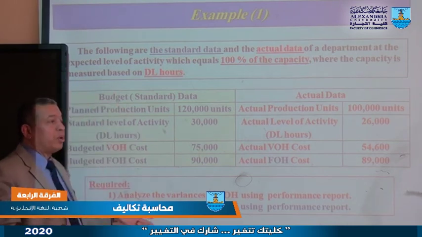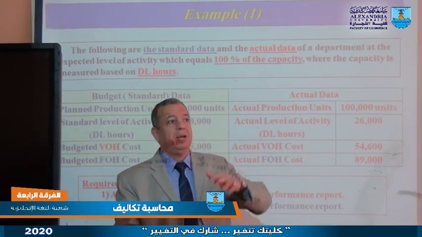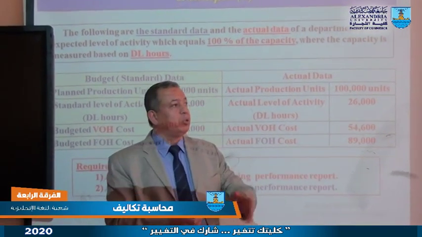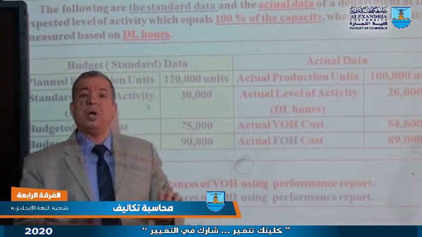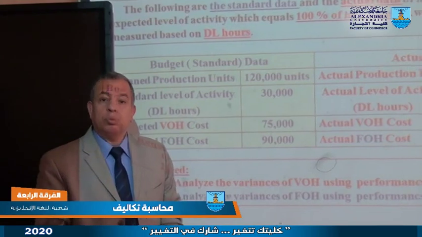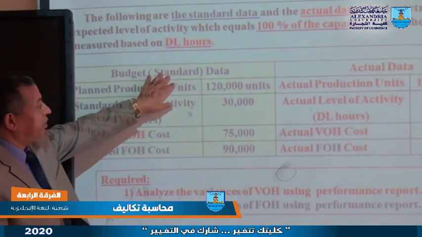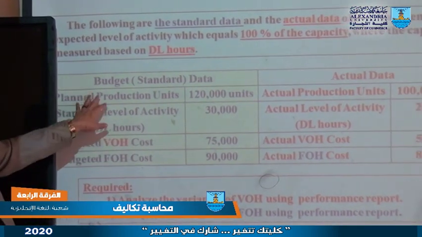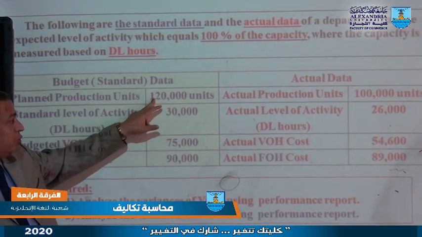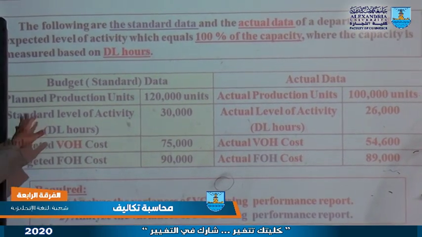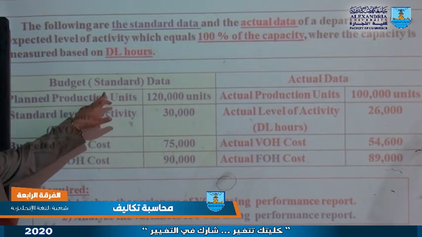And how can you calculate and analyze the variances of the company? I mean, in the same problem, you have to know how to calculate the variances of direct material and direct labor and overhead, for the entire company. Okay, this is my standard, my budget here. Planned production units: 1,200 units. Standard level of activity, not per unit, but for activity here.